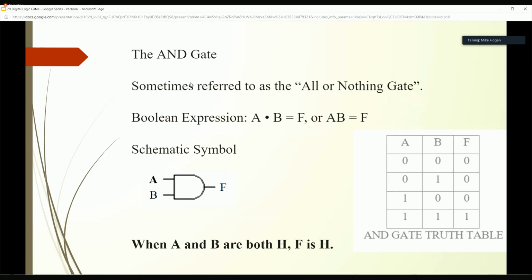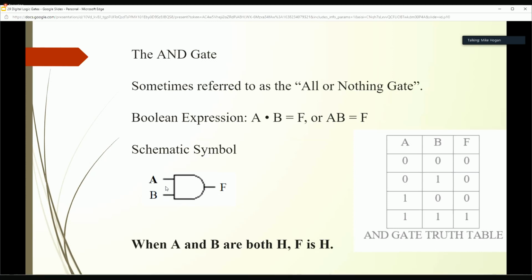The AND gate looks like the letter D, right? We've got 2 inputs, an A and a B. And what we said, the Boolean expression A and B equals F. What that means is that in order for me to get a 1 out, a high out, a true out, I'm going to have a 1 on A and B.